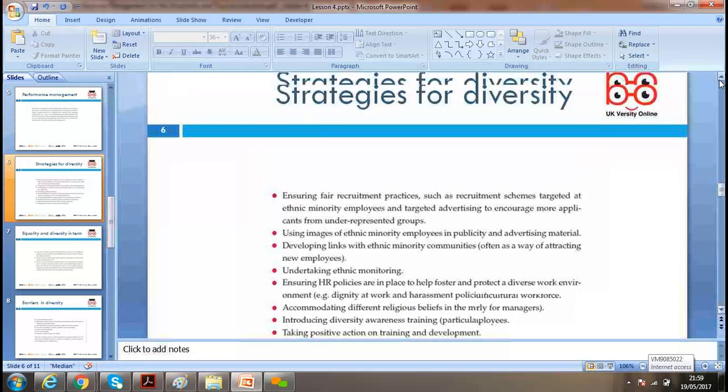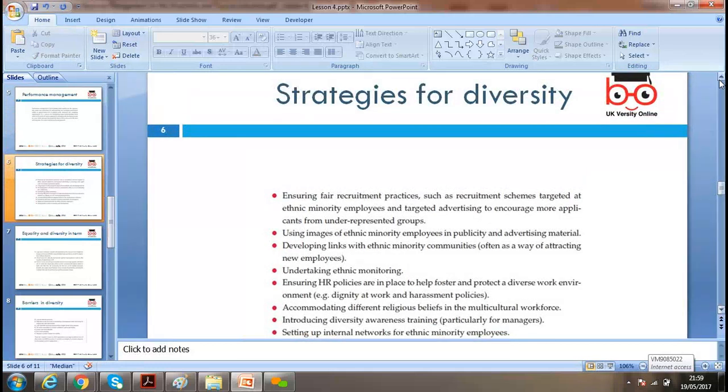If we want to improve performance, we need a diverse workforce in our organization, with more innovative and more creative ideas. How can we ensure a diverse workforce? Why is diversity crucial in our organization? Ensure fair recruitment practices, such as a recruitment scheme targeting ethnic minority employees, and targeted advertising to encourage more applicants from underrepresented groups.